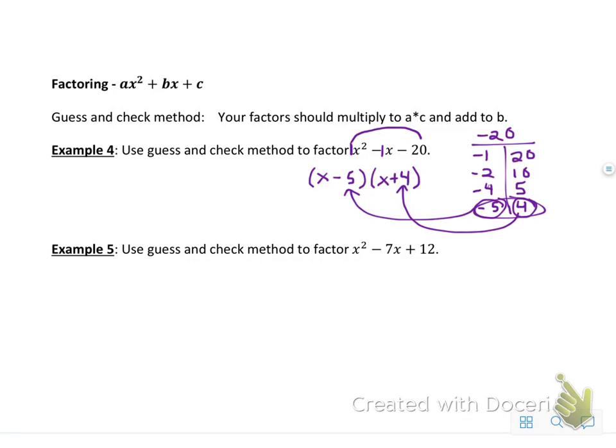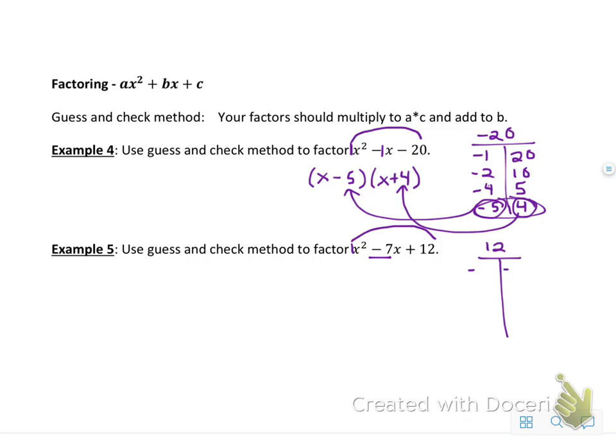So we have a times c, so 1 times 12 is 12. So we're looking for factors of 12 that add up to negative 7. So let's go through it. Well, factors of positive 12 that add up to negative 7. And the only way to get a negative is to have a negative and a negative. So these both need to be negatives, every single one of them.